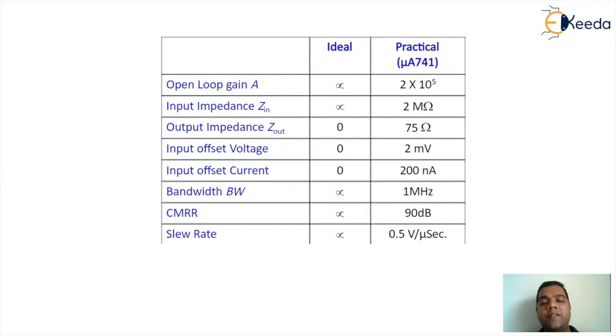Slew rate is basically the rate of change of output with respect to time. The ideal value should be infinite, but the practical value will come around 0.5 volt per microsecond. So these are the basic comparison parameters between the ideal op-amp and the practical op-amp 741.